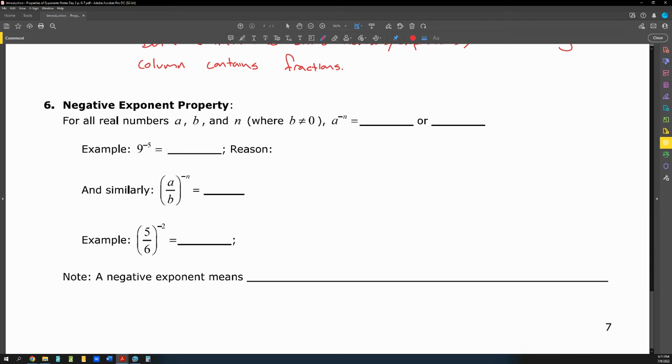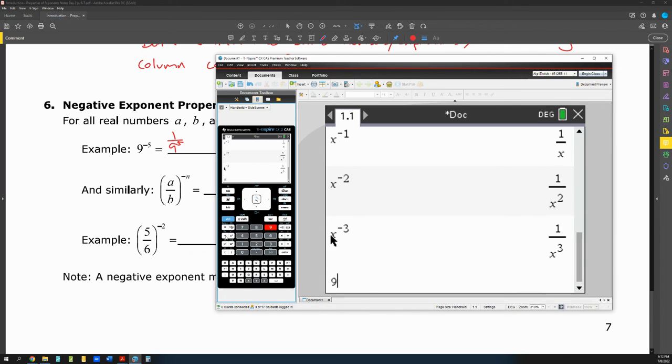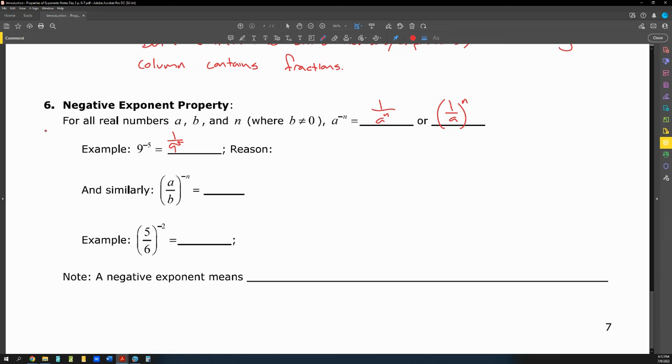For all real numbers a, b, and n, where b is not equal to 0, a to the negative n is equal to 1 over a to the positive n, or the quantity 1 over a, all raised to the power of positive n. So for example, 9 to the negative 5 is equal to 1 over 9 to the fifth. Let's go ahead and evaluate that. That's probably going to be a very large denominator. 9 to the fifth is 59,049. So that's equal to 1 over 59,049.